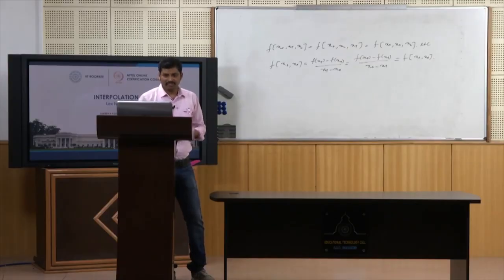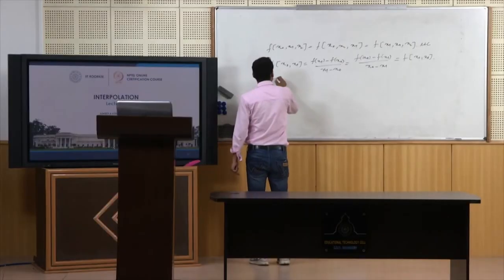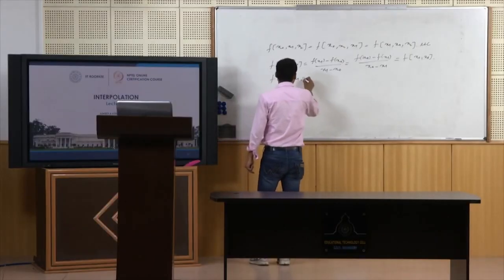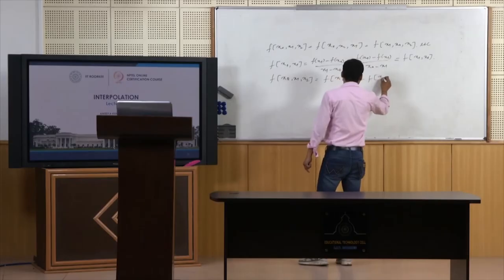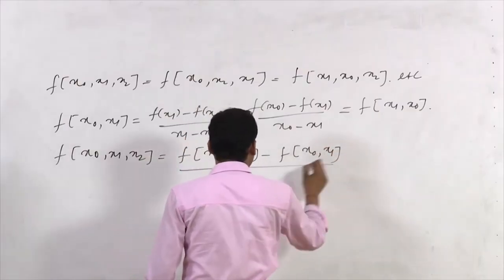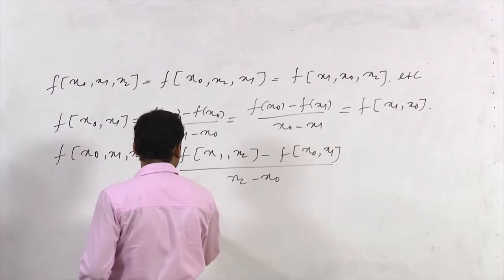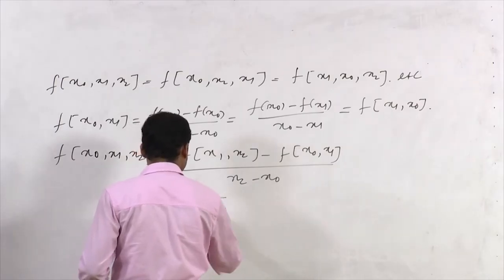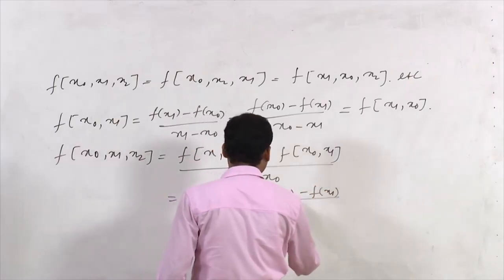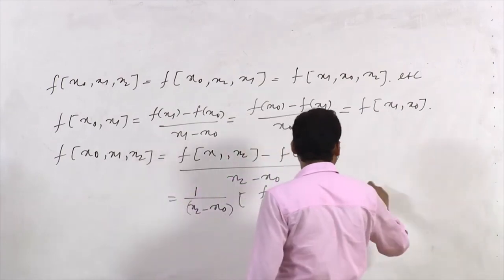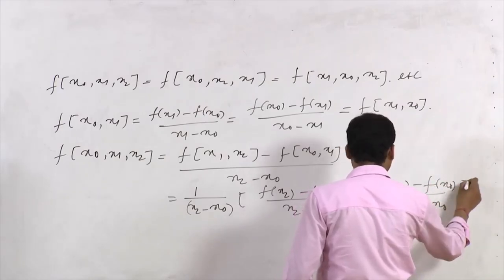So, if you go for the second order divided difference, we find that f of x0, x1, x2 can be written in the form of f of x1, x2 minus f of x0, x1 divided by x2 minus x0 here. And if I take 1 by x2 minus x0, then it can be written in the form of f of x2 minus f of x1 divided by x2 minus x1, minus f of x1 minus f of x0 divided by x1 minus x0 here.